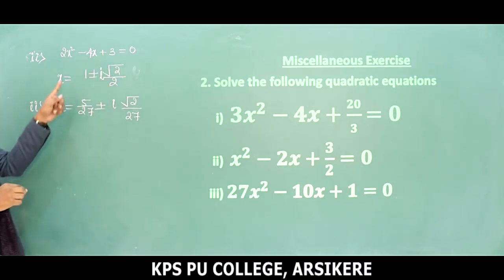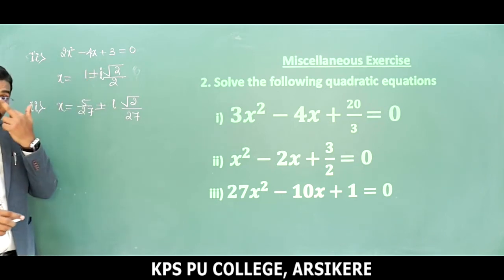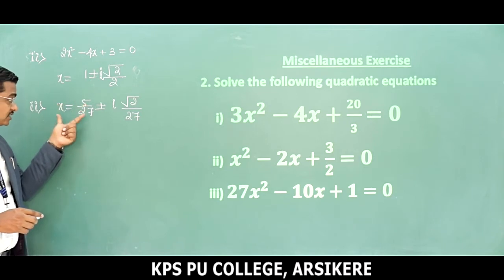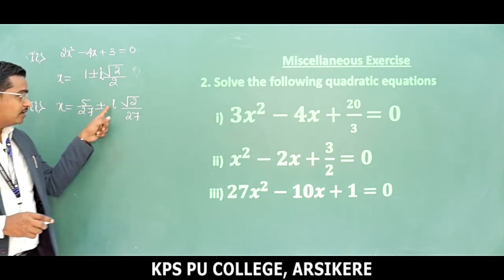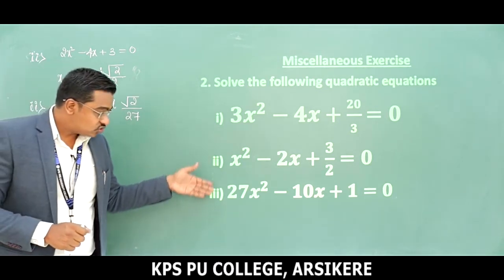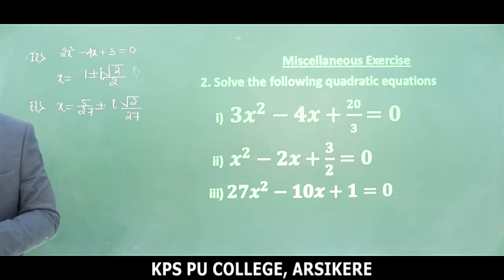Understood, children? So for the second equation, x is equal to 1 plus or minus I into root 2 divided by 2. For the second equation, the corresponding solution is x is equal to 5 divided by 27 plus or minus I into root 2 divided by 27. So take these two questions as homework problems. Okay, write down the answer.